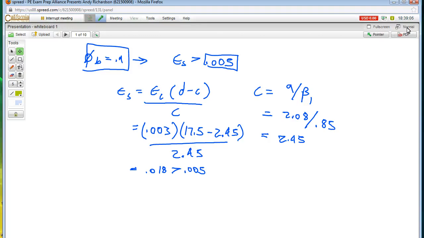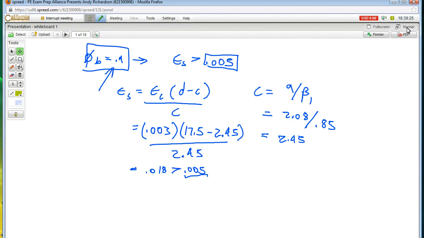Alright, so that might save you a minute to assume that and come back to it. The caveat to that, of course, is if this value is not greater than 0.005, then the phi for bending becomes less than 0.9, and that could throw off the final answer as well.